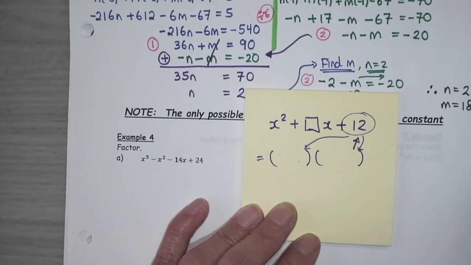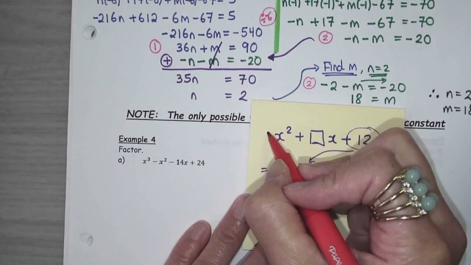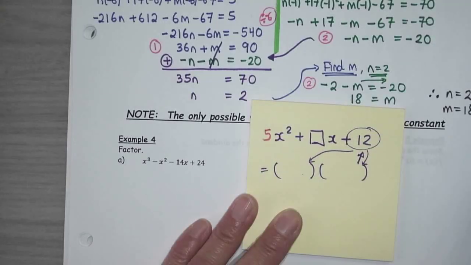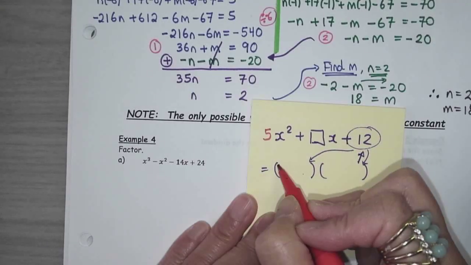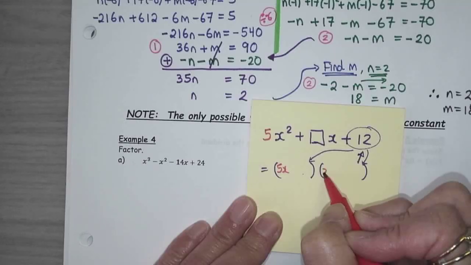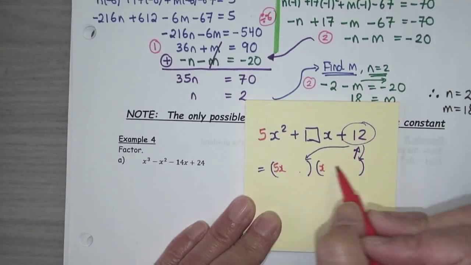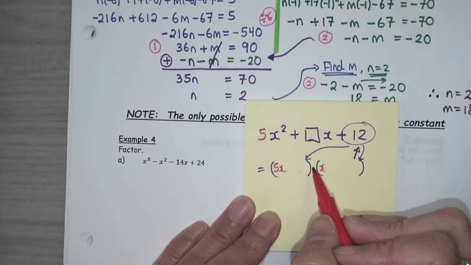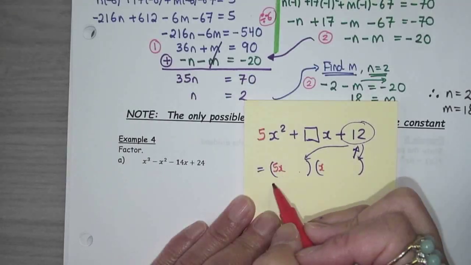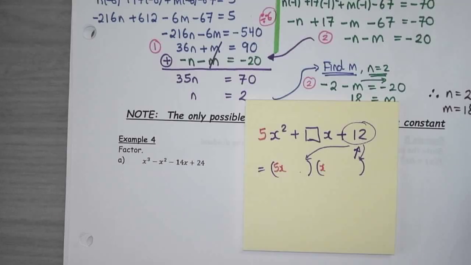Then what happens if I gave you a number in front? That number in front changes it because I have, say, potentially a 5x and an x here. So I would still have the factors of 12 as my last number here. But the first number, some sort of 5 maybe would be hanging around somewhere, right? So a 5 could possibly be hanging around somewhere.